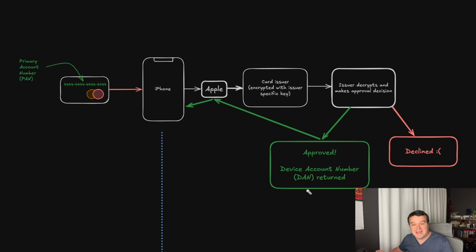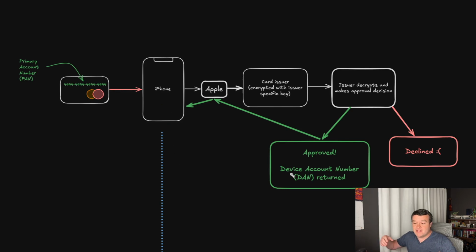And the cool thing about that is that even if someone figures out how to break the secure element and get all the information off of that, all they have is this device account number. And the other cool thing, device account number, device here being the key word. If someone is able to break the secure element on your iPhone and get that information out of there, the number that's been provided is only good if it's tied to this device.